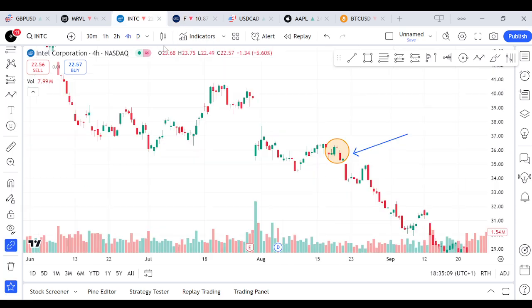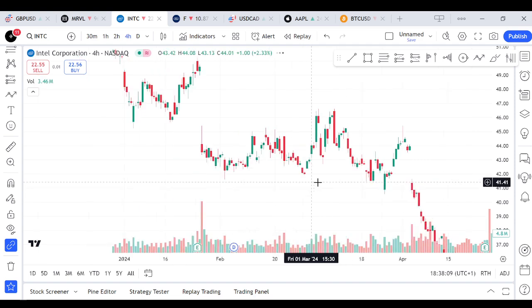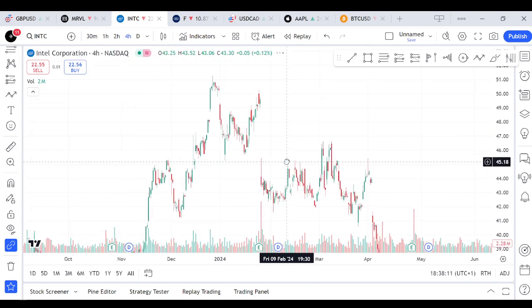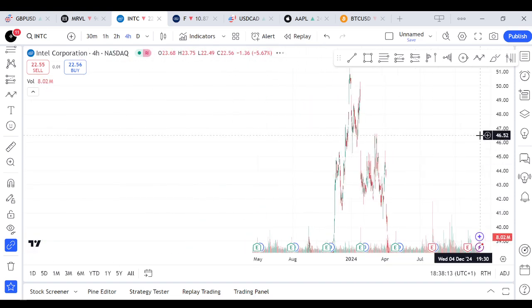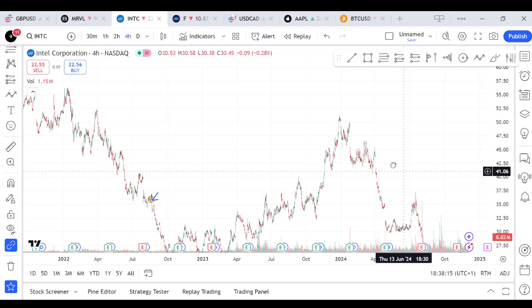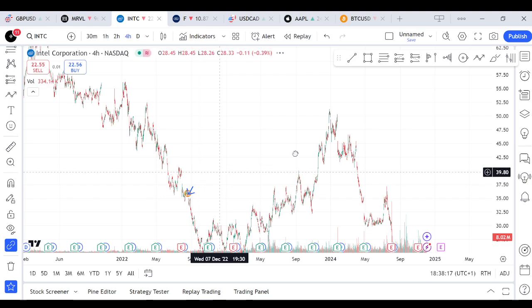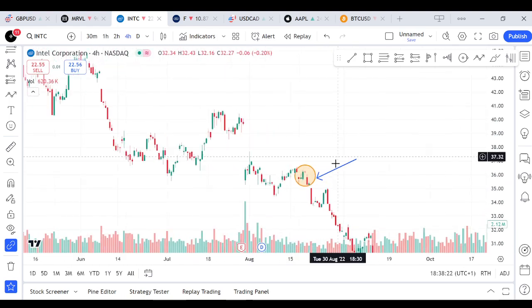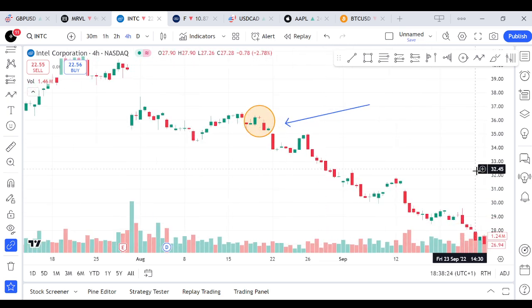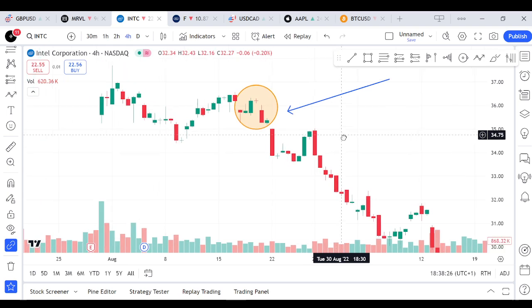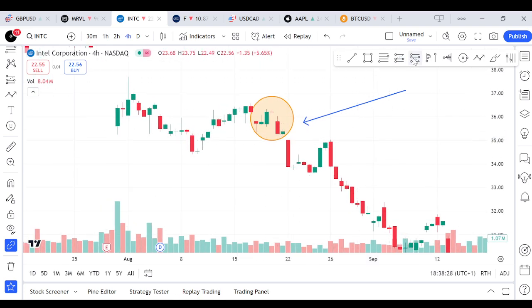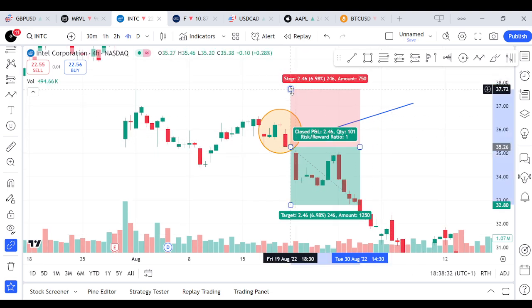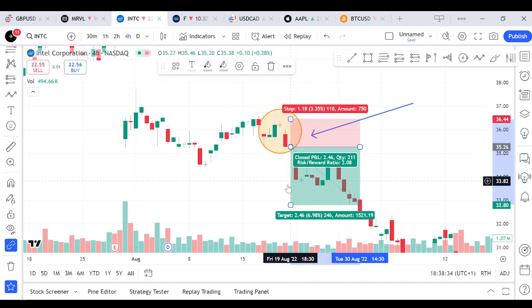And let's look at this example that we had here. So as we discussed, the entry should be at the close of the third candle and the opening of the next candle. So entry right there, stop loss above the doji, and take profit could be 1:1 or 1:2.